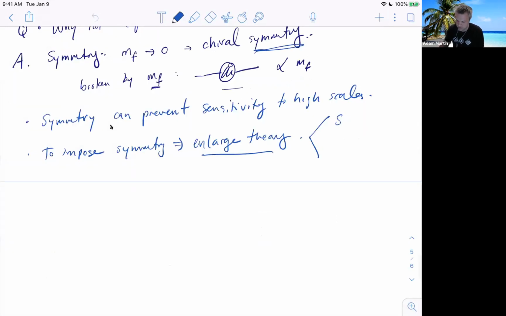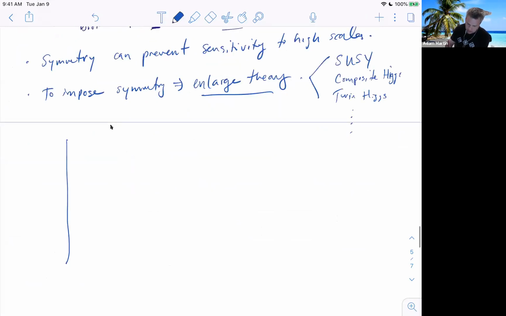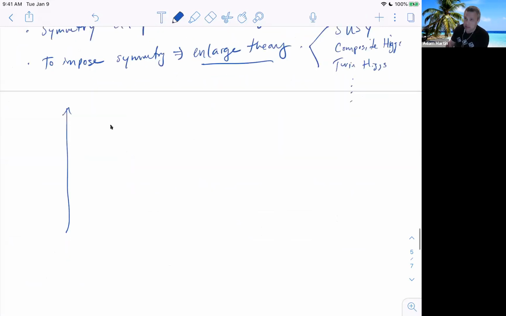This is where SUSY is. Here's where composite Higgs is. This is where twin Higgs is. Add your favorite idea here. Enlarge the theory such that I can put in a symmetry involving the Higgs that removes the sensitivity to super high scales. So yet again, my favorite diagram.